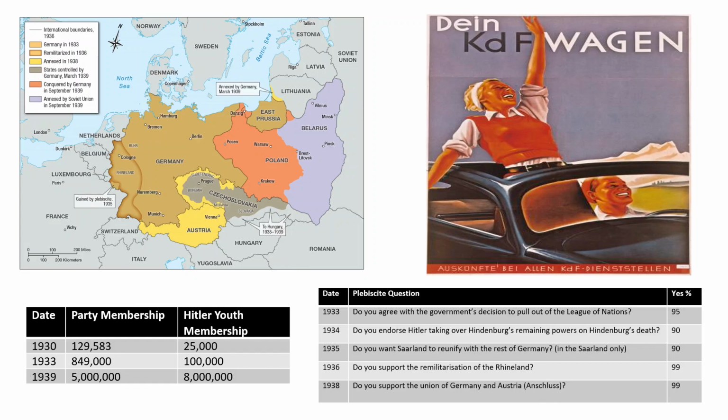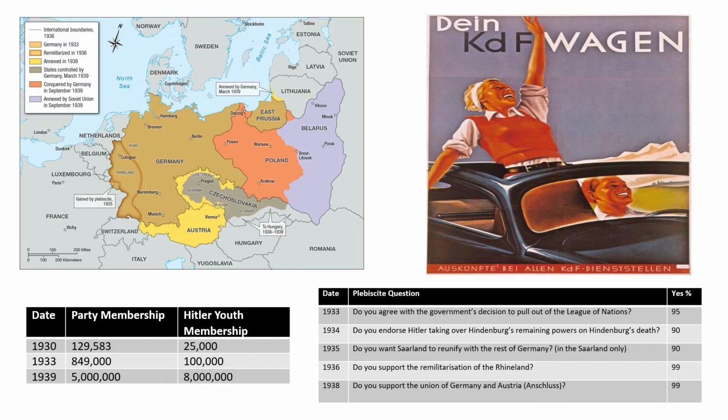Same with the Hitler Youth membership as well. By 1939, it's actually compulsory to join the Hitler Youth. So unsurprisingly, we see huge numbers increase there. And also with the plebiscites, or the referendums, these are questions that were given to the German people, and whether or not they agreed. And we can see that the results are a resounding yes: 99% for two of those referendums, on remilitarizing the Rhineland and supporting the reunion of Germany and Austria.